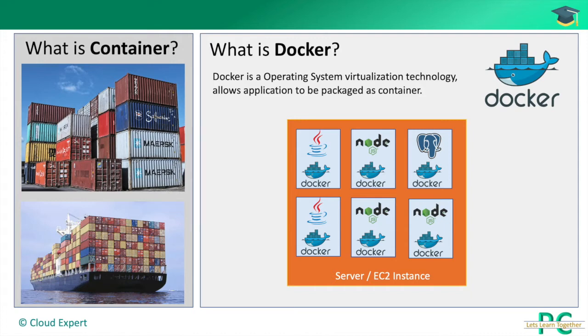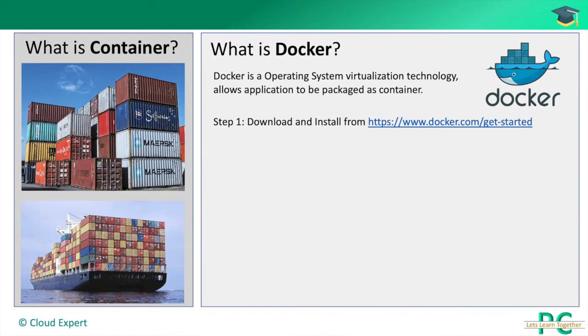Now let's see how Docker works. First, download and install the Docker software. If you go to docker.com/get-started, you will see different Docker runtimes. Based on the operating system, select the image you want to install. The installation procedure is self-explanatory, so just follow the step-by-step process.